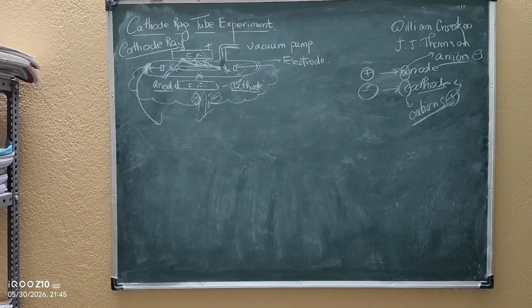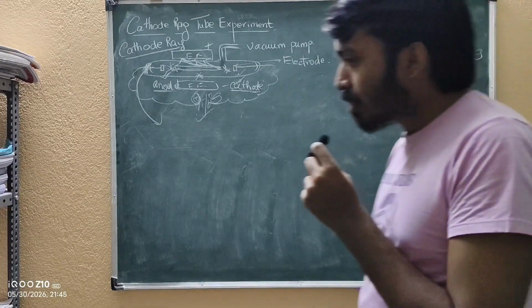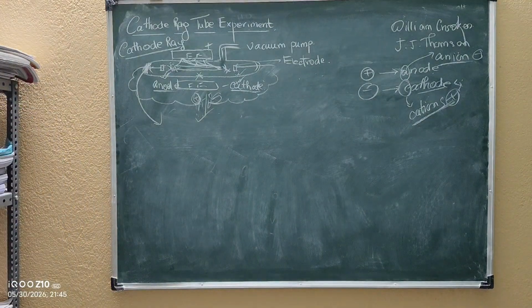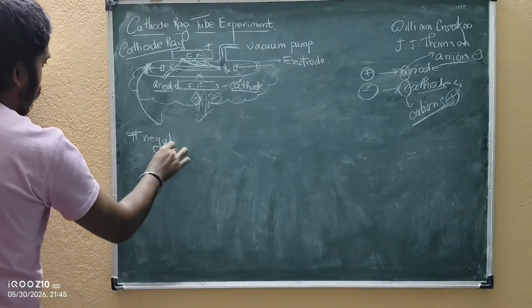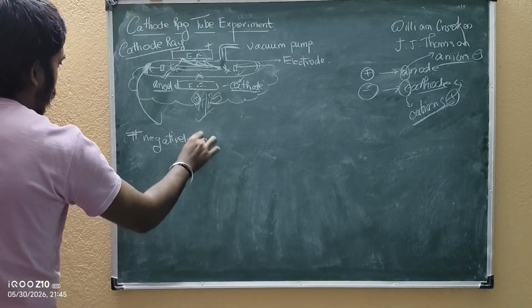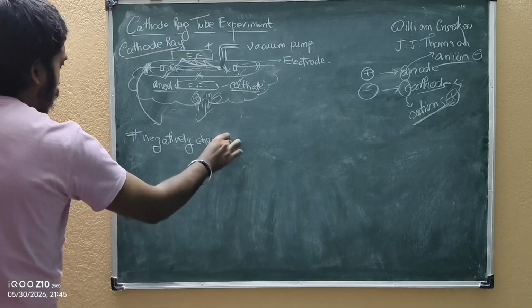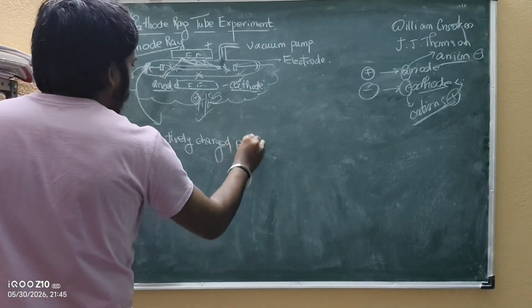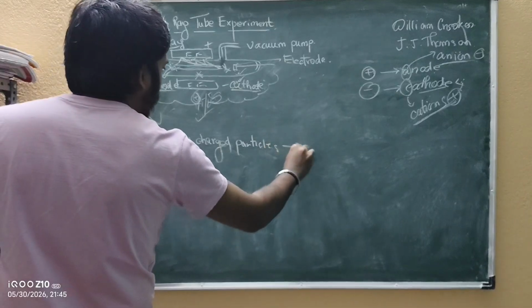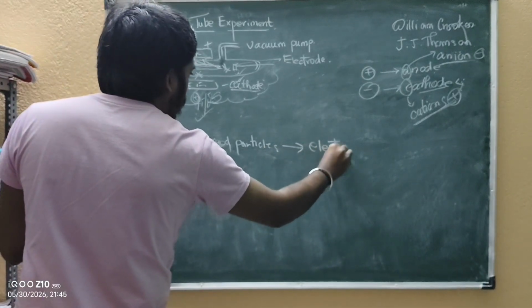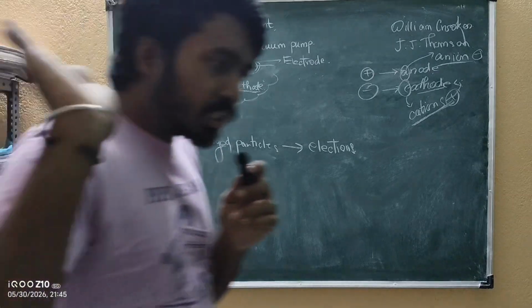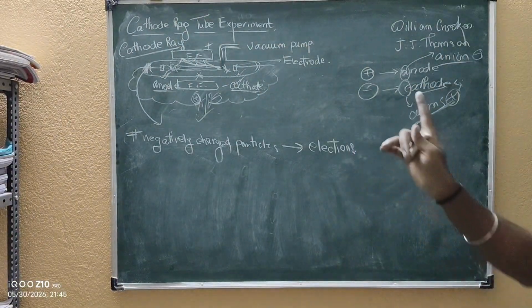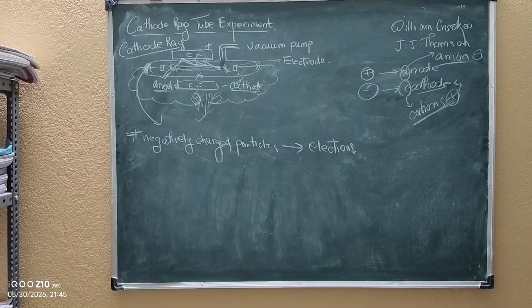So this proves that they are negatively charged particles, and J.J. Thomson named these particles electrons. Clear? So it was named that negatively charged particles are called electrons, which was proven by J.J. Thomson. Clear? This is all about the cathode ray tube experiment which we have discussed in this video.